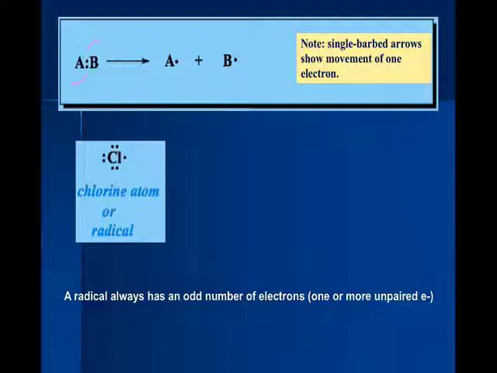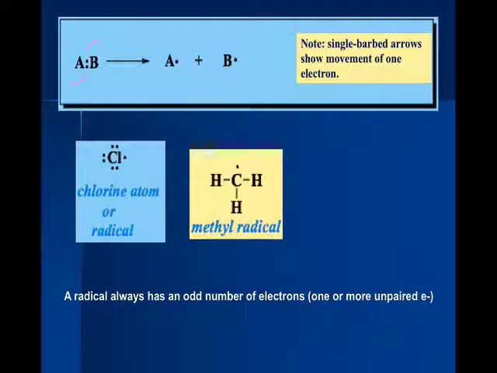Chlorine atoms, as they exist on the periodic table, are radicals. They do not have an octet. They have 7 electrons around them, and one of those electrons is unpaired. Methyl radical. It's a methyl group with a lone electron. Does that satisfy the octet? No, it does not. It's got 7 electrons around it, right?